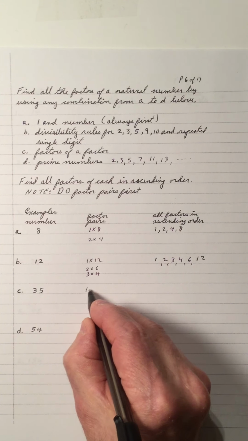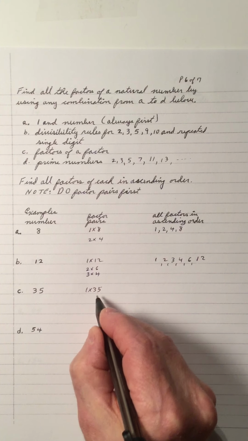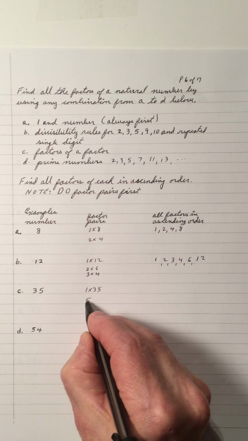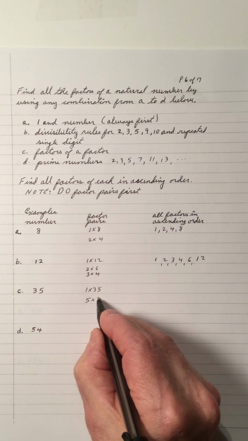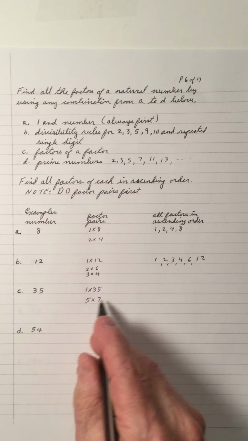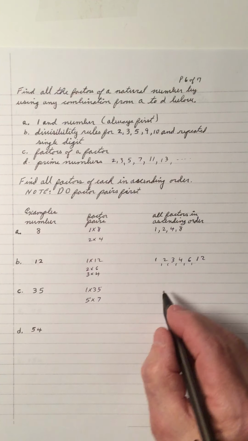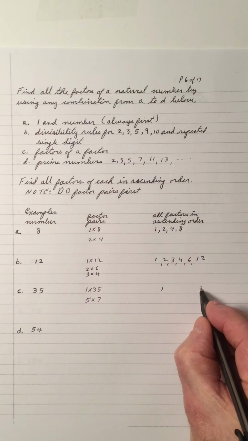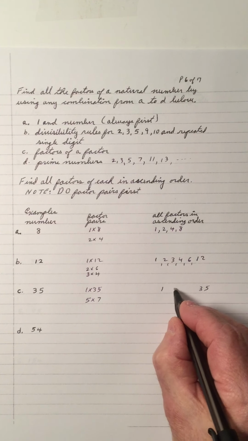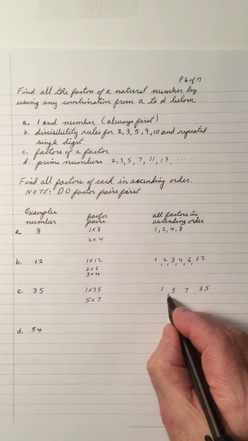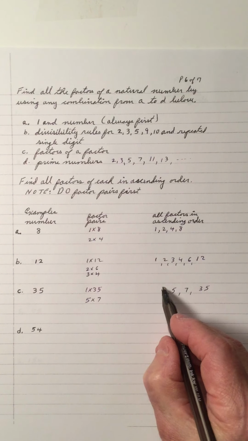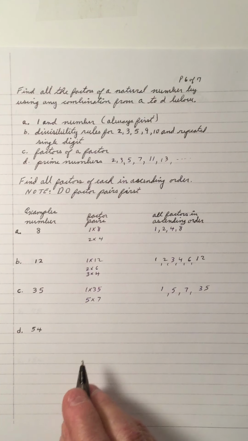35 is 1 times 35. 35 ends in a 5, so 5 is a factor. 5 times 7 is 35. And there's no more because 5 and 7 are primes. So we got 1, 35, 5, and 7. 1 and 35 go together, 5 and 7 go together.